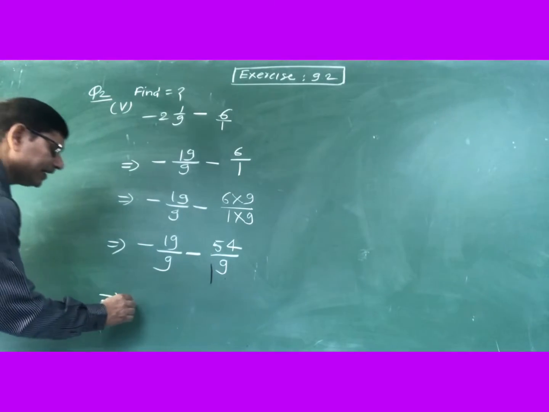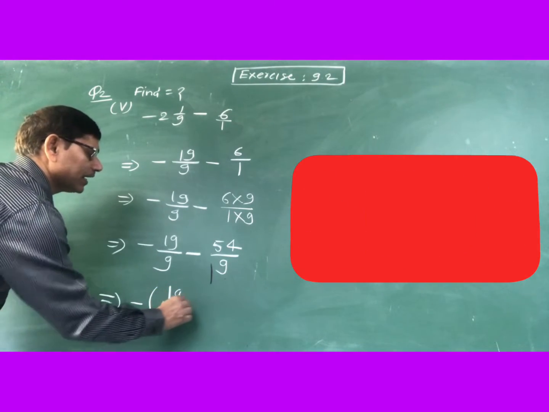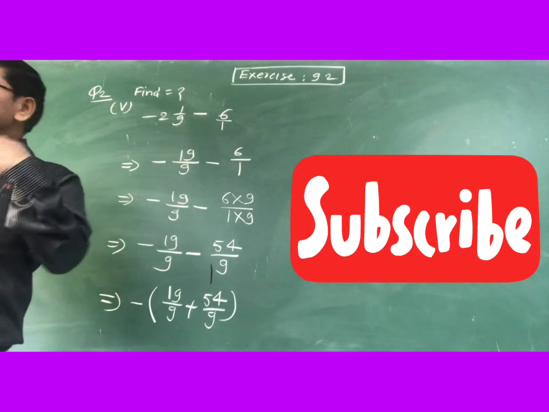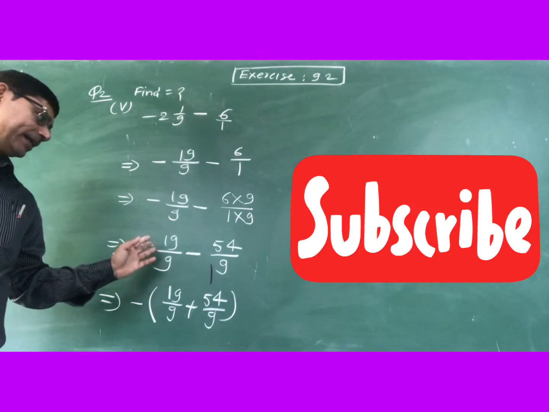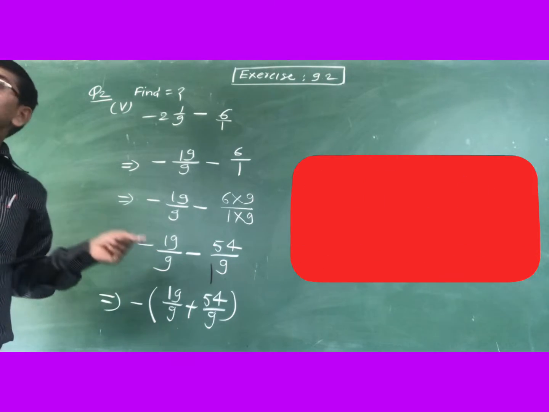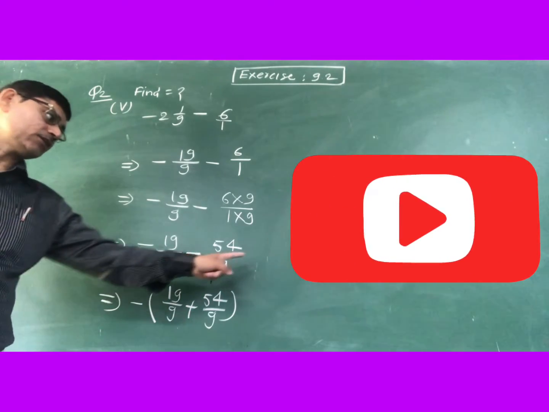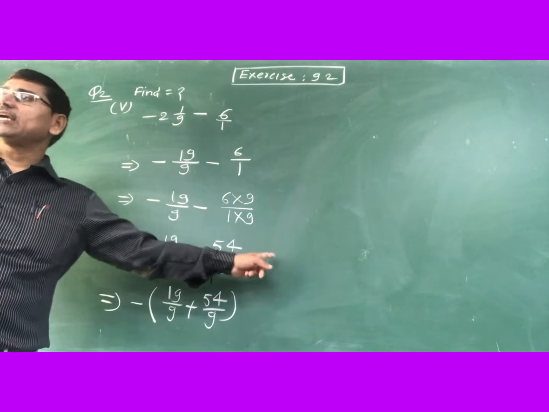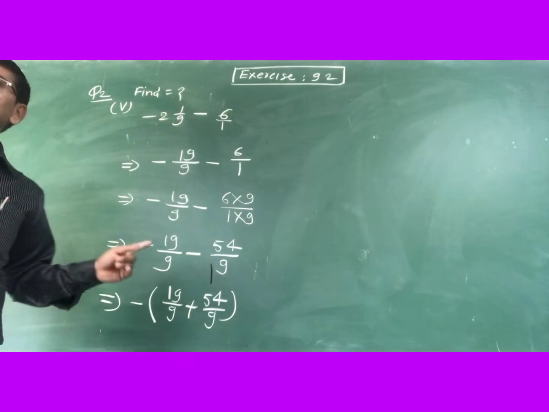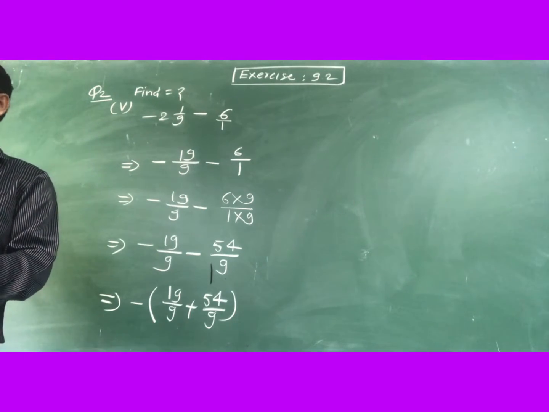Otherwise you can take minus common, take the minus outside, so this will become 19 upon 9 plus 54 upon 9. You can also do it like this. Otherwise you can directly use the property. If you get the same sign, then always you will add, but you will put the same sign in the result. If there is minus minus here then the result is also minus, if plus plus then the result is also plus. Okay, if it is the same sign then you have to add. Many children do it like this: minus and minus, then plus, and they leave it as plus. That is wrong, it is not right.